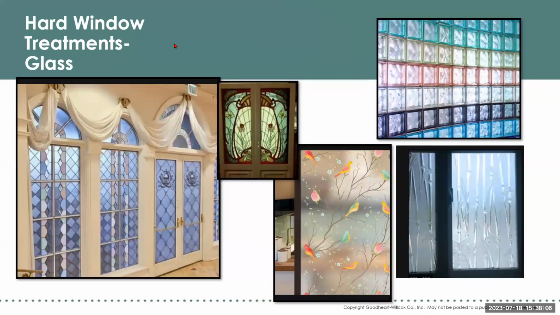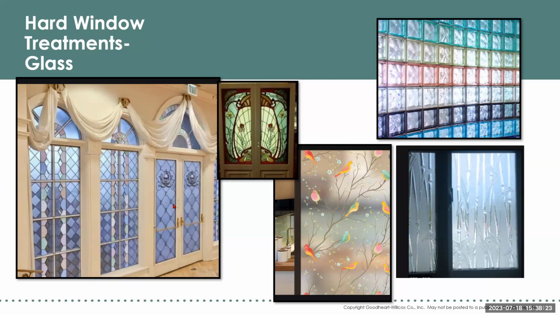And another kind of hard window treatment is glass. You may not think of that. You can actually put in panes of different types of decorative glass, glass windows, glass blocks, and this is a way to add a window treatment.